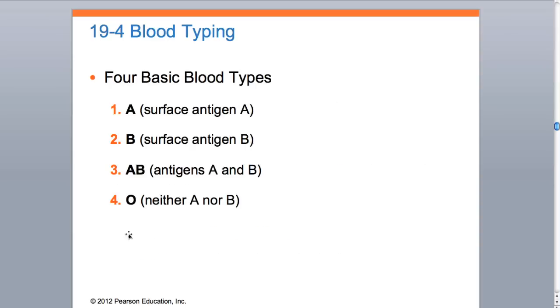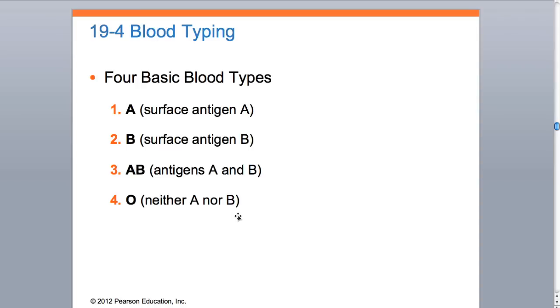Here's the chart that says it best. So A blood is A blood because it has antigen A. B blood is B blood because it has antigen B. AB blood is because it has both antigens, A and B. And O has neither A nor B.